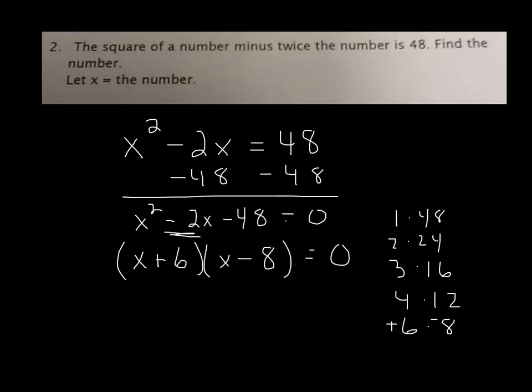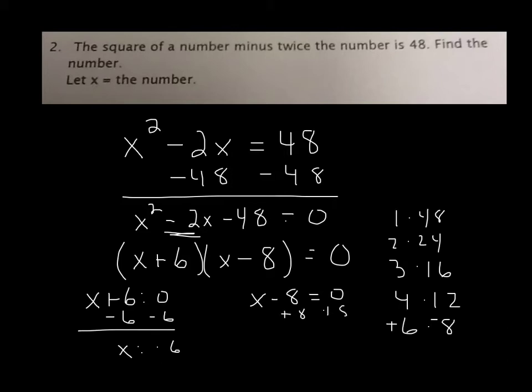If you want to check that really quick, multiply it all back out, and it'll come out right. And then you set x plus 6 equals 0, and x minus 8 equals 0. And so we solve: minus 6, x equals negative 6, plus 8, x equals 8. So our numbers are 8 and negative 6. That would be your two solutions. So that was a pretty simple one, right? That's pretty straightforward there in the wording.